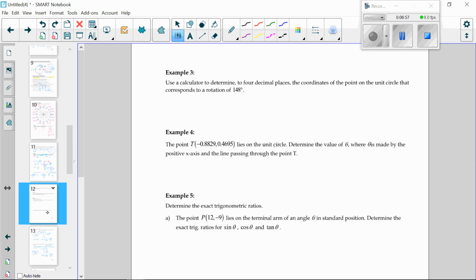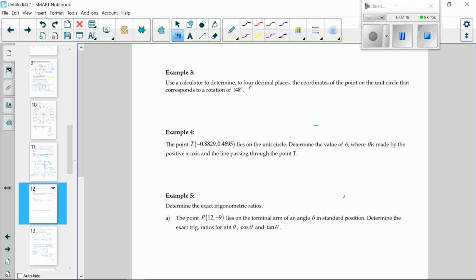All right. Use a calculator to 4 decimal places, the coordinates of the point on the unit circle that corresponds to a rotation of 148 degrees. Okay, this is one of those exceptions. So 148 degrees is not part of the special triangle angles. However, we can definitely find those coordinates.